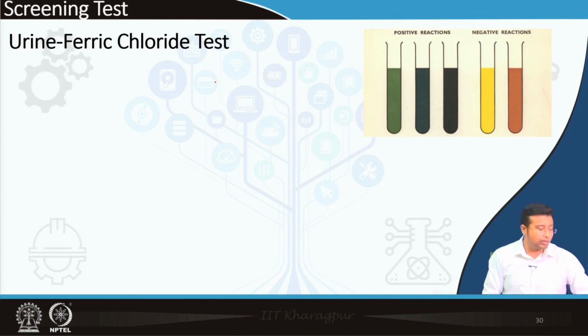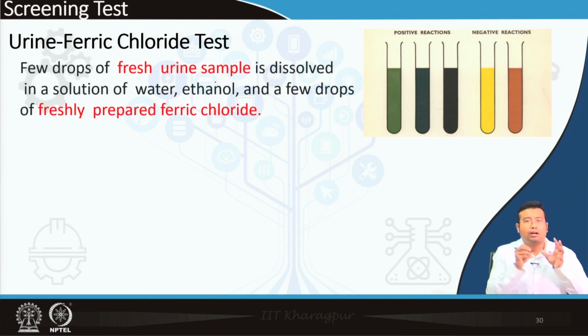It is generally done in urine. So, how is the test performed? A freshly collected urine sample is diluted with ethanol and a few drops of freshly prepared ferric chloride are added to it. Fresh urine sample, fresh ferric chloride.